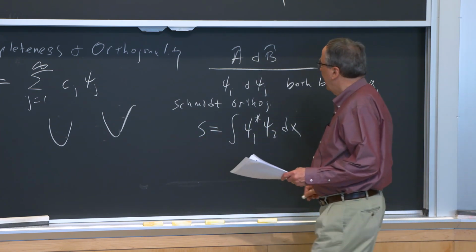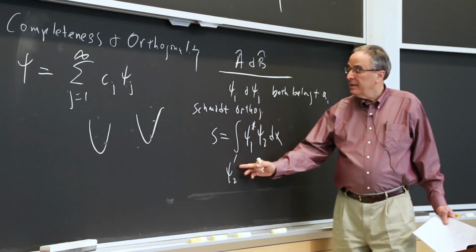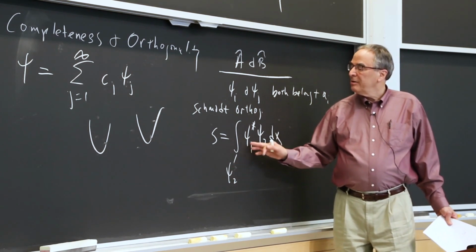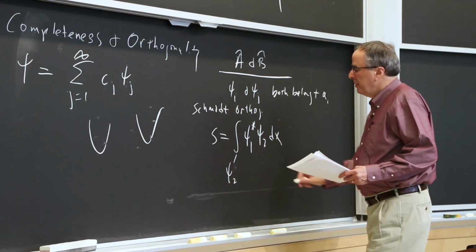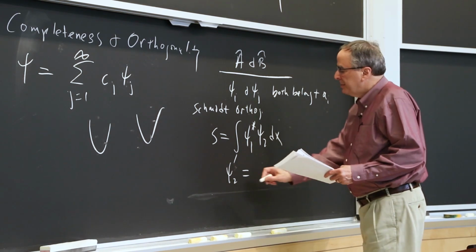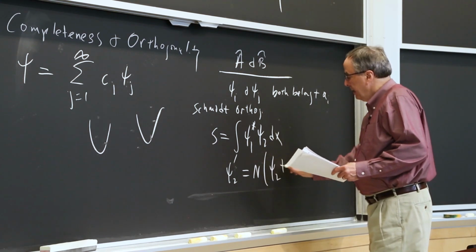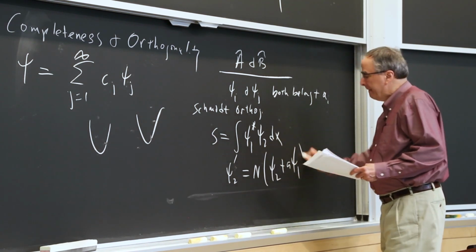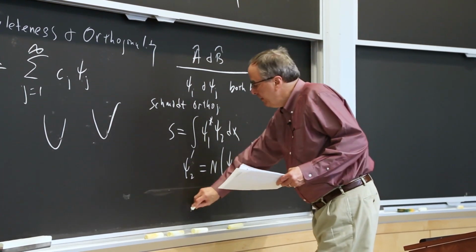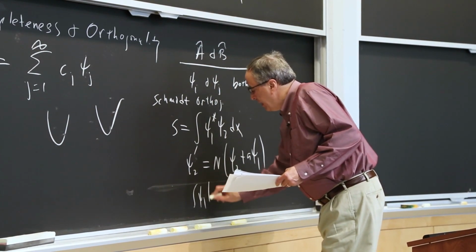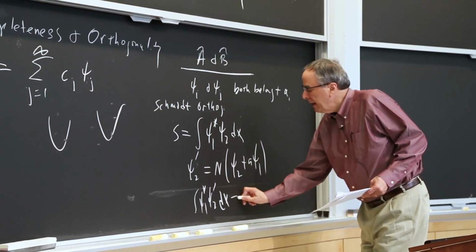And then we can say, let us now construct something from psi2, a psi2 prime, which is guaranteed to be orthogonal to psi1. How do we do that? Well, we define psi2 prime to be a normalization factor N times psi2, the original, plus some constant a times psi1. And then we say, let us calculate the overlap integral between psi1 and psi2 prime. Okay, so we do that.